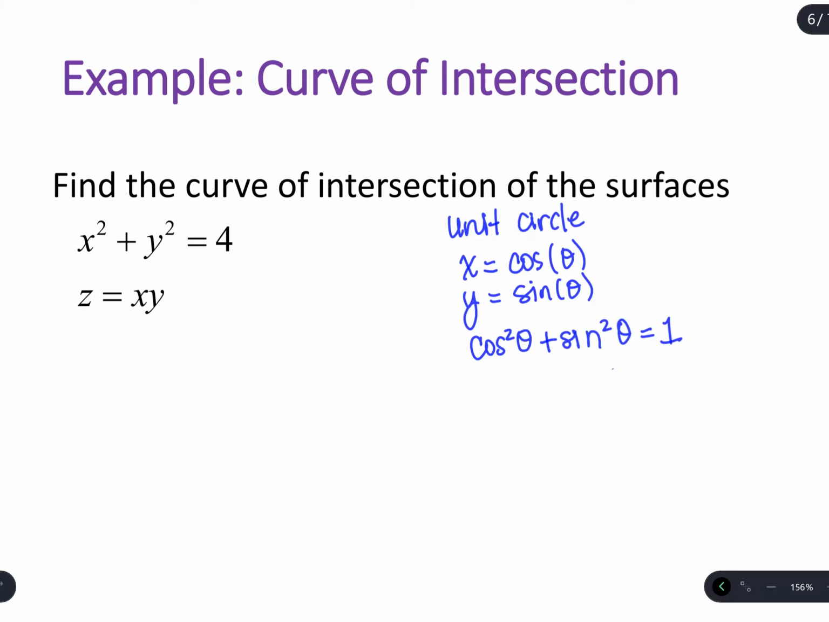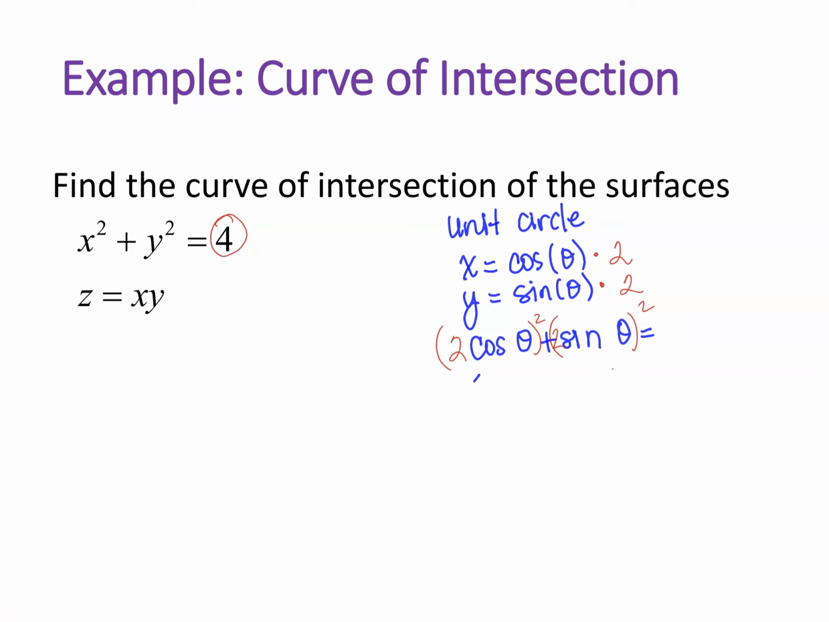So what would happen if we took these ideas from the unit circle and multiplied by 2? Because we want the radius of our circle in the xy plane to be a 2, because 4 should represent radius squared. Well, then what happens down here is that we end up with a 2 cosine squared and a 2 sine squared. That no longer is equal to 1. That's going to give us a 4 cosine squared theta plus a 4 sine squared theta.